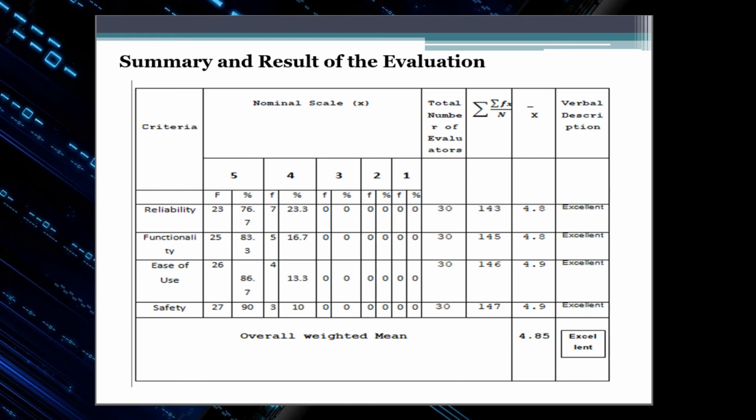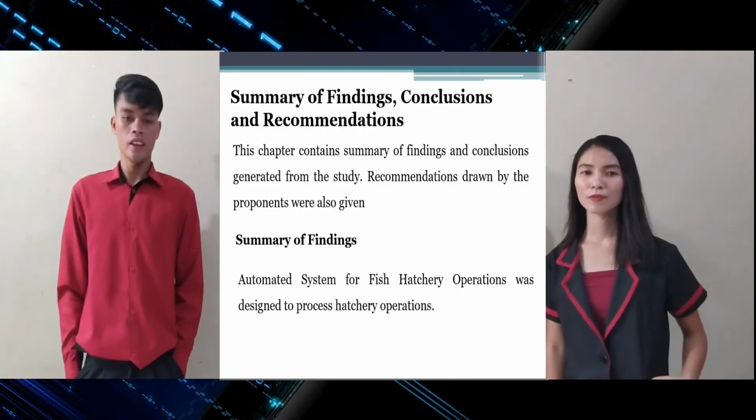Table 2, summary and results of evaluation. Out of 30 respondents, in terms of reliability, 23 of them rated the project as excellent and the remaining rated it as very good, with a total mean of 4.8. In terms of functionality, 25 of the respondents rated the project as excellent and 5 as very good, with a total mean of 4.8. In terms of ease of use, 26 of the respondents rated the project as excellent and 4 as very good. And in terms of safety, 27 out of 30 respondents rated the automated system for fish hatchery operations as excellent, and 3 as very good, with a total mean of 4.9. Overall, the weighted mean gained was 4.85, described as excellent.